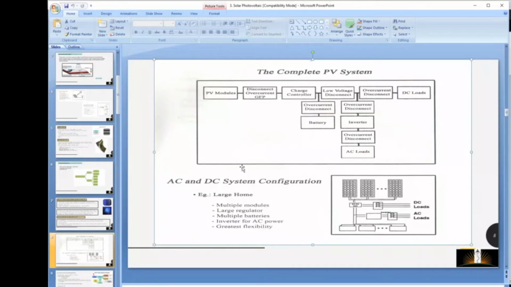What is the use of a charge controller? We will discuss it in the further course. Next, from the charge controller, we can connect to the battery. Before the battery, there is another protection, the overcurrent disconnect. By any chance, if the charge controller fails, the battery is not given overcurrent, which might blow it off. So just to save it, we use the overcurrent disconnect switch before the battery, or we call it a battery disconnect switch. This is the DC part.